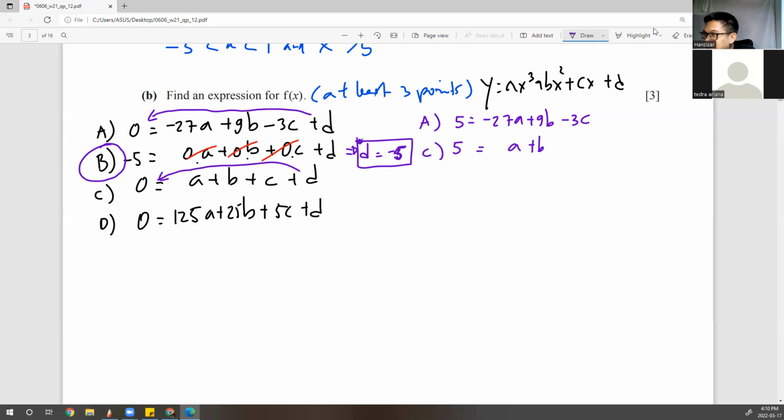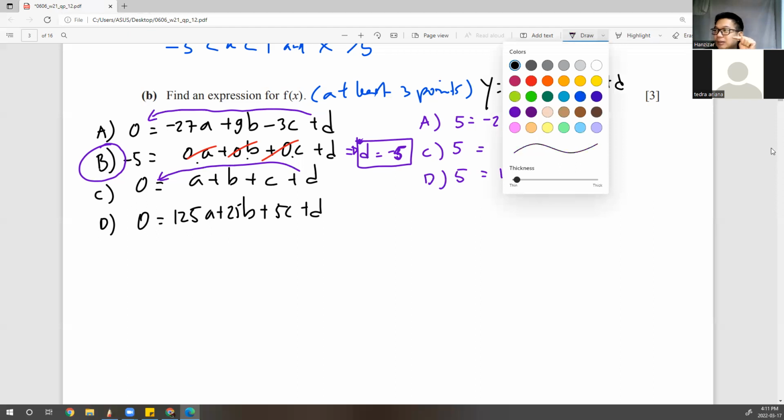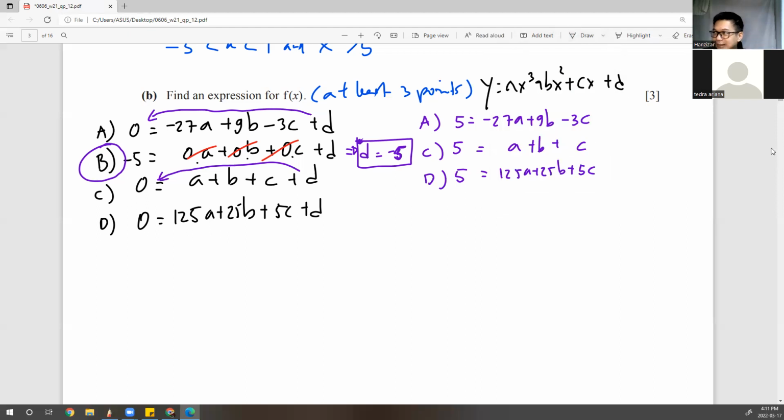A plus B plus C, right? And then part D. So for the D equation, also 5 equals 125A plus 25B plus 5C. Now what you can do is try to eliminate one variable. We have to focus. If we are eliminating C, you have to focus on the other C also. For example, equation 1 and equation 2, or A and C.